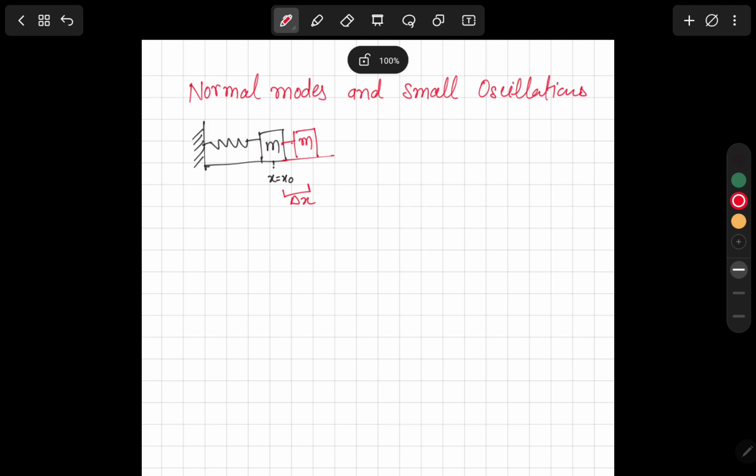In Newton's equation form, we write it as, since we know that F net is equal to mass times acceleration, and let's say mass is m, acceleration we can write as x double dot, and it should be equal to the force, and the restoring force that the spring would apply on this mass will be minus k times x, where k is some spring constant.